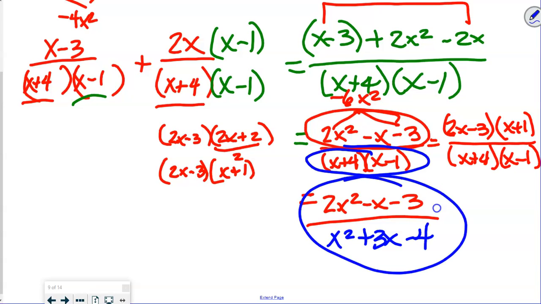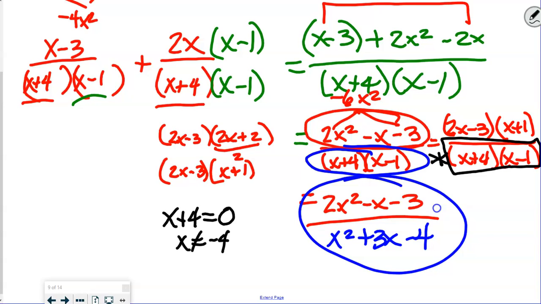Now recall again, when we're talking about what we need to find, this down here is what we're going to use to determine what are the excluded values, or what values cannot be in the denominator. So we're going to do x plus 4 equals 0. So x cannot equal negative 4, and x minus 1 equals 0. So x cannot equal 1. So those are our excluded values right there, guys.